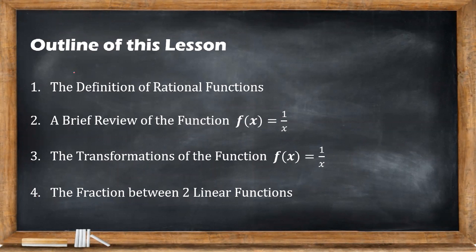So this lesson will be broken into the four parts here. First of all, we'll have a look at the definition of rational functions, and then let's do a brief review of the function f(x) equals the reciprocal of x, and then the transformations of the function f(x) equals 1 over x, and then we'll have a look at the fraction between two linear functions.